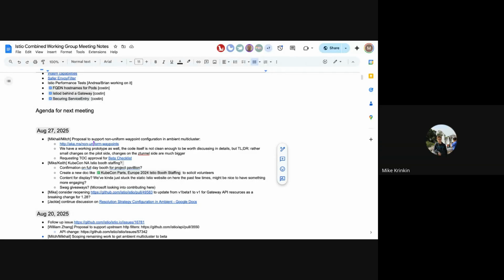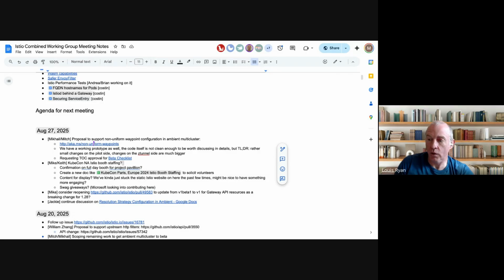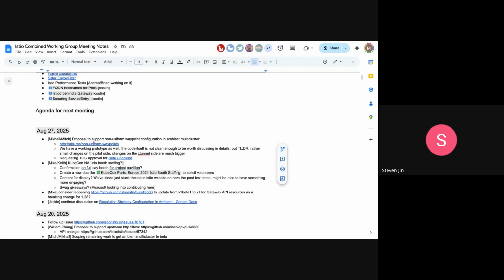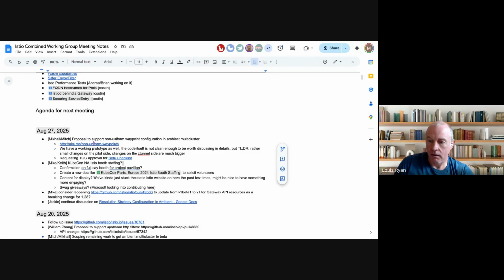Yes. What I'm trying to understand is what makes this problem unique for a non-uniform setup. It's another example of a non-uniform setup. Why is this one more or less important than the other one? What's another one? I use different granularity of waypoint deployment, like per service versus per namespace in a different cluster. That's a different type of non-uniformity.